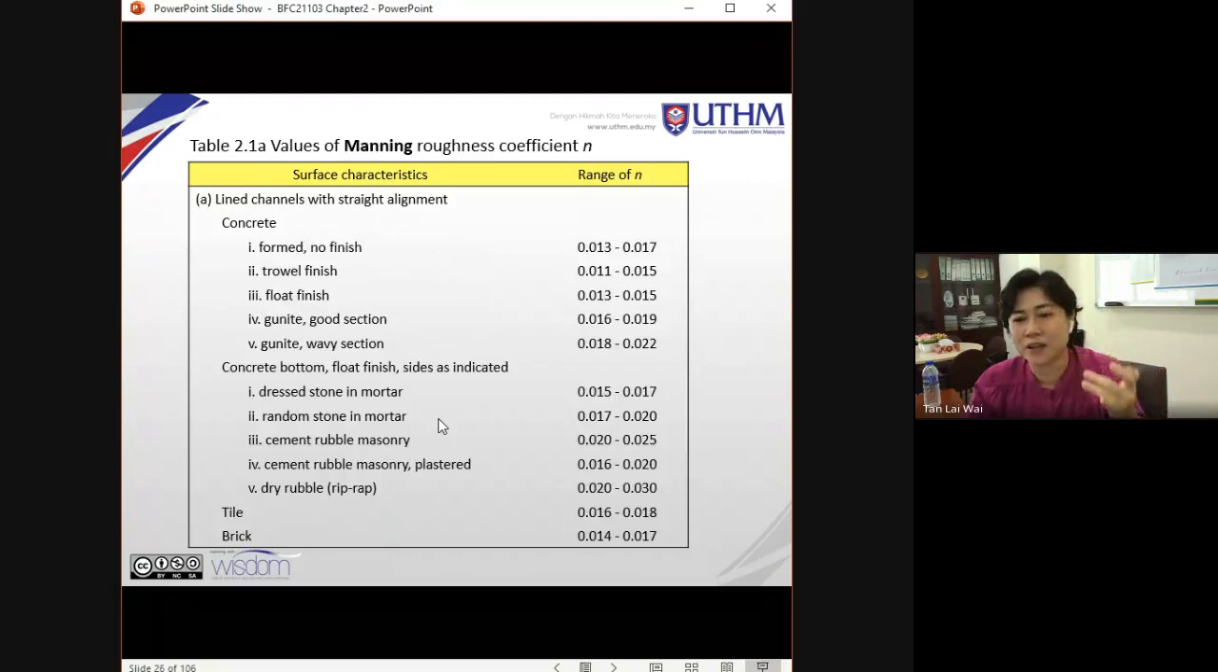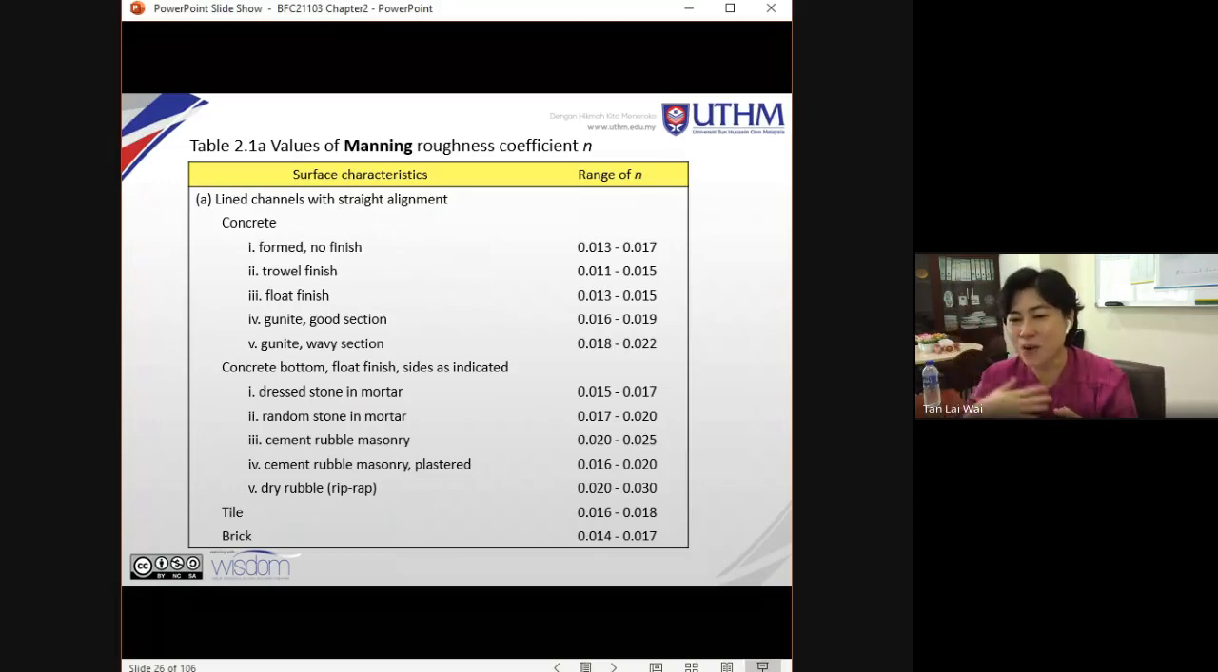Now these are all the Manning roughness coefficients. This value I took from the Ven Te Chow reference book. I already uploaded the Ven Te Chow reference book. Trust me, I would say 90% of all the lecturers teaching open channel hydraulics would refer to Ven Te Chow's book. That is a good book. It's like a Bible for open channel hydraulics.